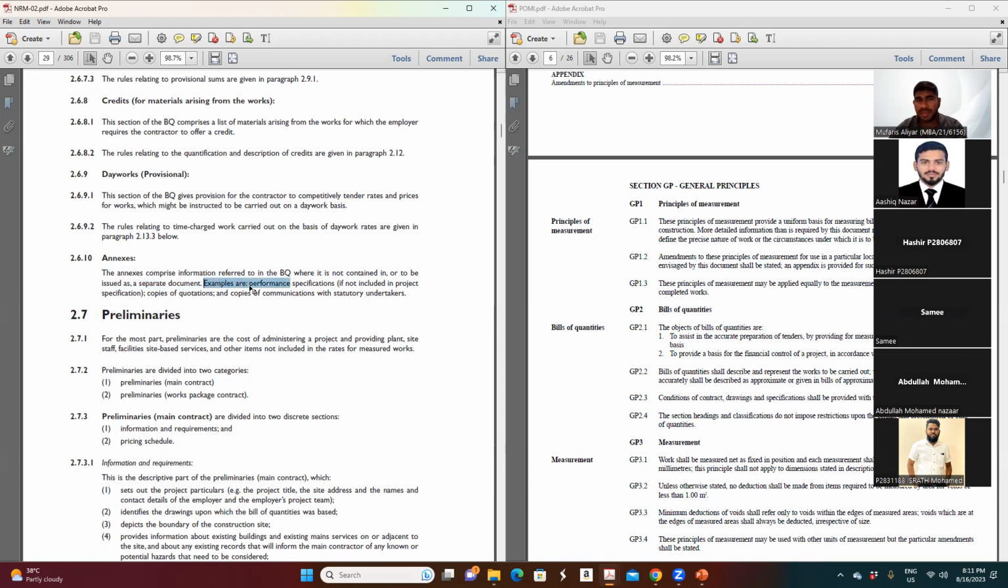They said examples: performance specifications, if not included in the project specification. So there is a project specification, and this performance specification is not mentioned in the project specification. So you can put it as part of this annexure. Copies of quotations and copies of communication with statutory undertakings, something like that. Because what he was telling here, copies of quotation, very interesting thing here.